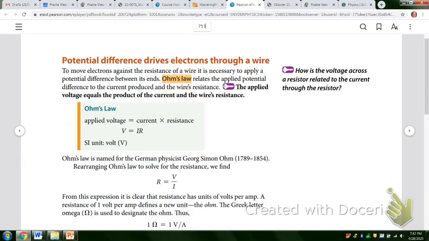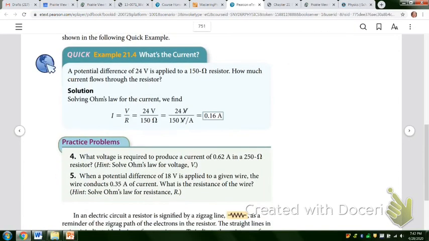All right, your next examples are on page 751, and they're referring to this formula here, which is the formula for voltage, which is, once again, in your sheet that we filled out on Monday. But voltage is equal to current times resistance, so I times R. And if you go down and look at this problem right here, this one's done for you. It says a potential difference of 24 volts is applied to a 150 omega resistor. How much current flows through the resistor?